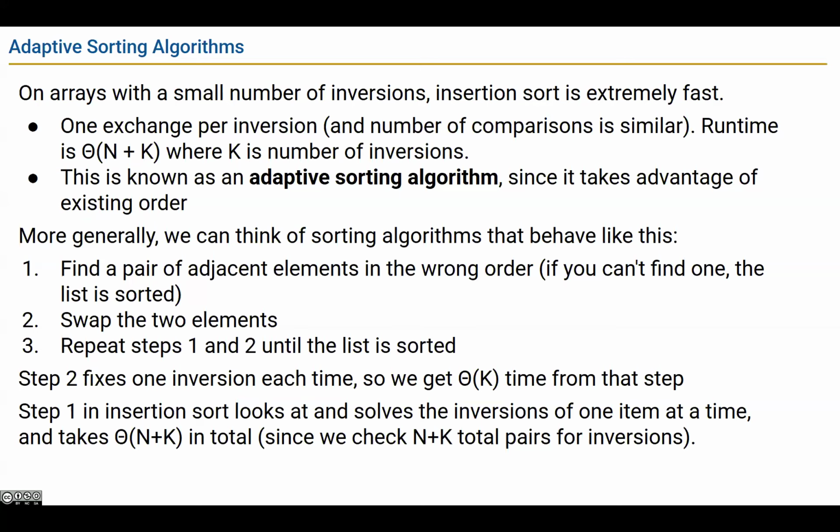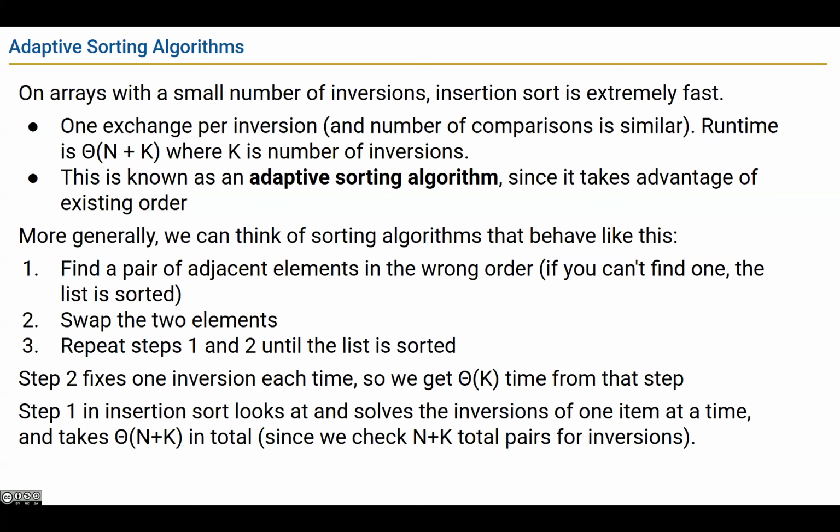So if you have an almost sorted array, it still takes as long to merge sort it as if you had a completely unsorted array. Sorting algorithms that are adaptive tend to work like this. They find a pair of adjacent elements that are in the wrong order. If you can't find any of those, then the list is fully sorted, so you're done. Otherwise, you swap those two items, and you repeat this over and over until the list is sorted.